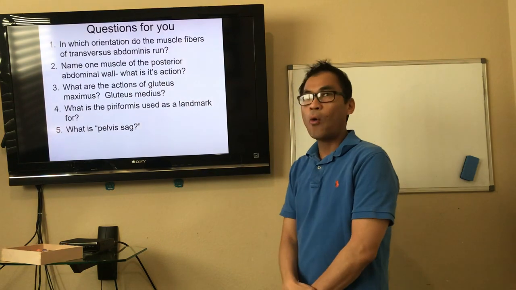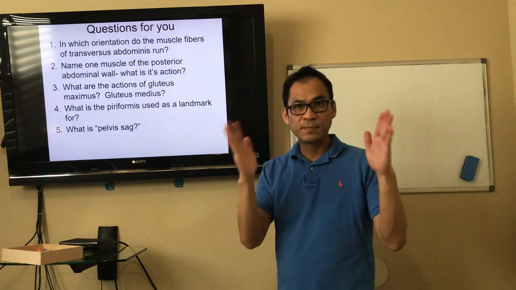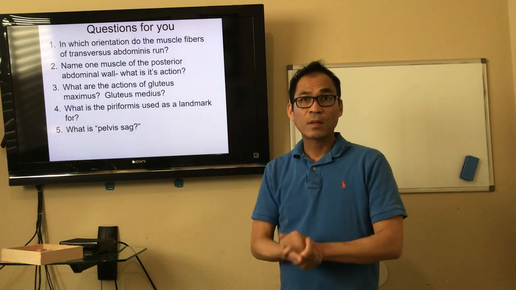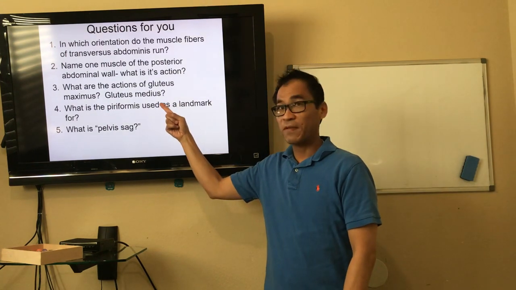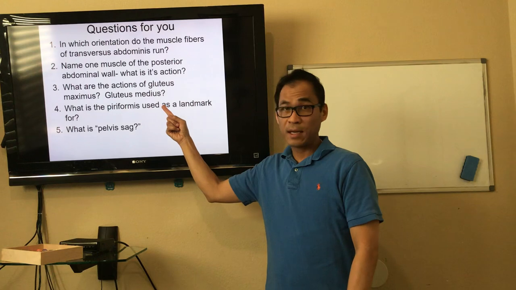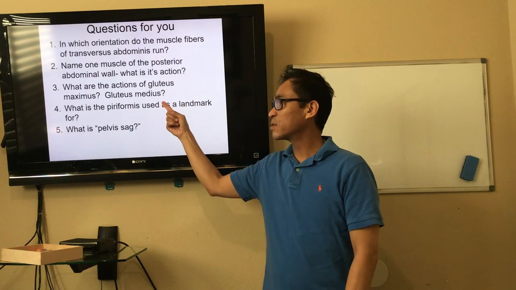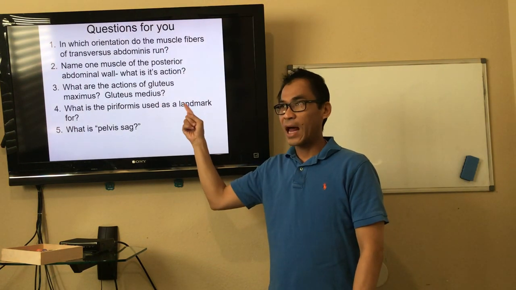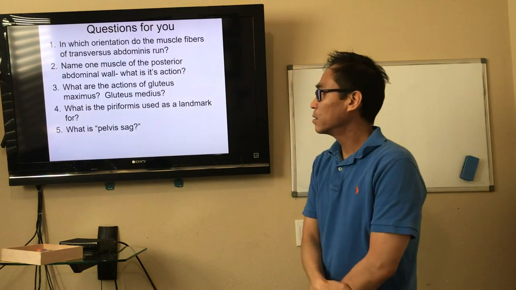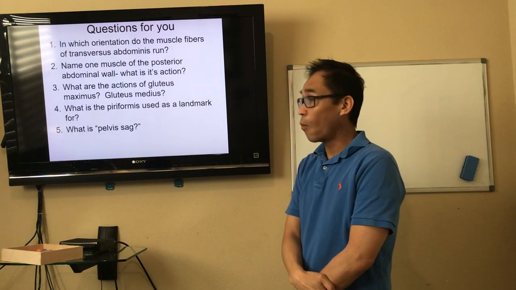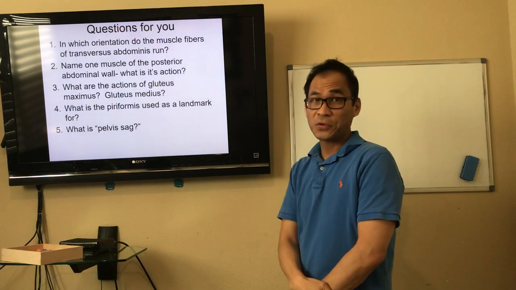Gluteus medius, the whole muscle, can stabilize the pelvis while walking and abduct the hip. If you use the anterior fibers, it can flex and medially rotate the hip. If you use the posterior fibers, those can extend and laterally rotate the hip. Okay. Piriformis is used as a landmark for identifying those nerves.